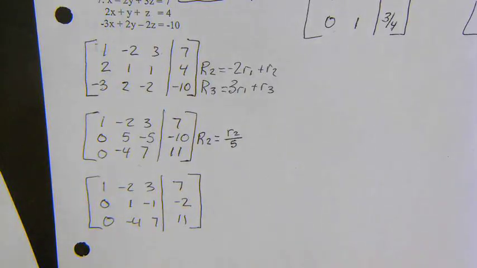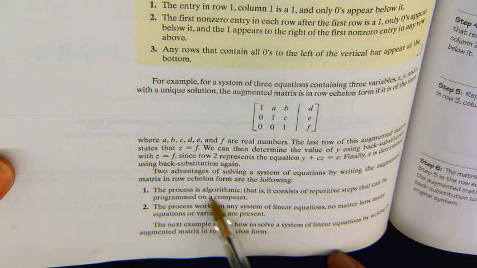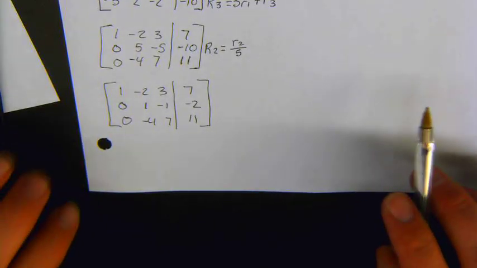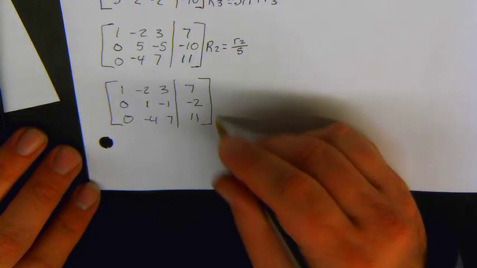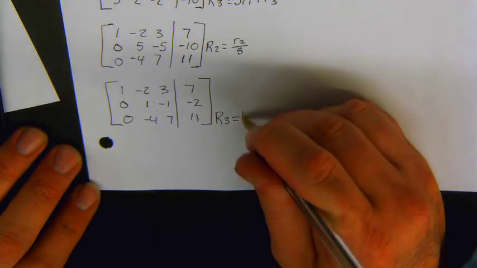In fact, it says in the book 2 reasons why we learned this method. One of them was just what I said, in case it's a bunch of variables and equations. The other one says it consists of repetitive steps that can be programmed on a computer. So people use this method sometimes in computer programming type things. All right. Anyway, we want to make this a 0 now, so let's do it. Row 3, I would say we'd multiply the middle one by 4 and add it to the third one would be an option. So 4 row 2 plus row 3.